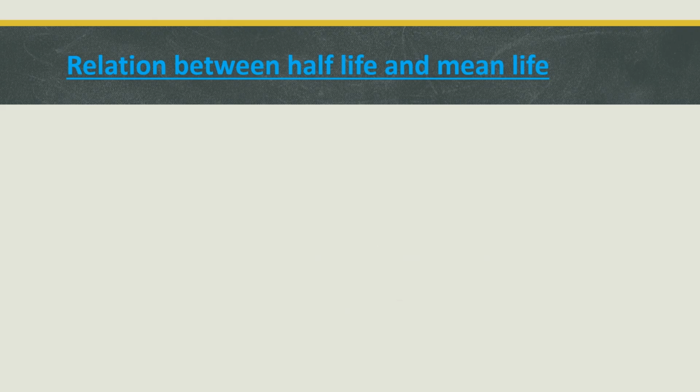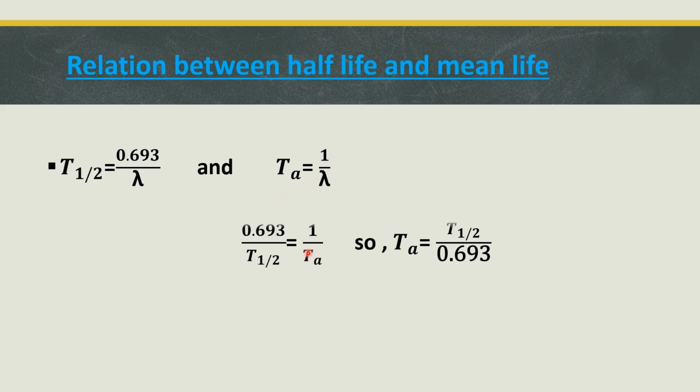Next is the relation between half-life and mean life. Half-life is equal to 0.693 by lambda, and the mean life or average life is equal to 1 by lambda. So lambda will be equal. We write that 0.693 by t half is equal to 1 by TA. So TA is equal to t half by 0.693. Now 1 by 0.693 is 1.44. So TA is equal to 1.44 times t half. That means the average life is equal to 1.44 times the half-life.